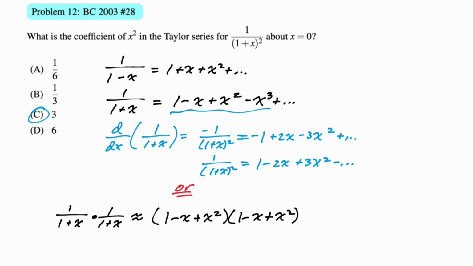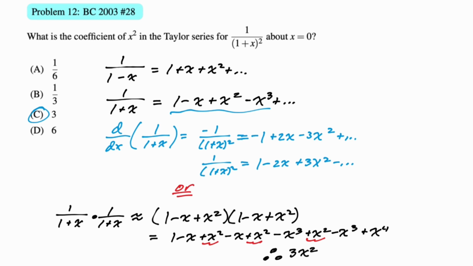Now I just have to multiply this out Algebra 1 style, so I'm not going to make you watch that. I distribute the 1 to everything, then I distribute negative x to everything, then I distribute x squared to everything. Now I just need to search through here for x squared terms, here, here, and here, so you can see that we're getting 3x squared. The coefficient is 3. Either one of those methods is pretty useful. I would recommend that you know both of them. Just things you've got to be able to do.